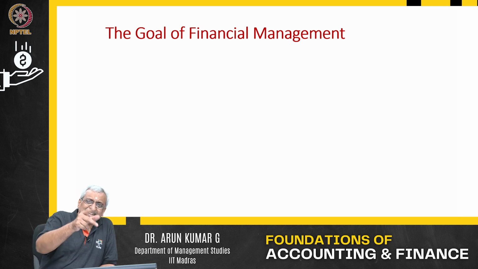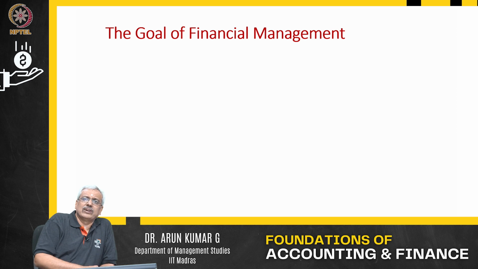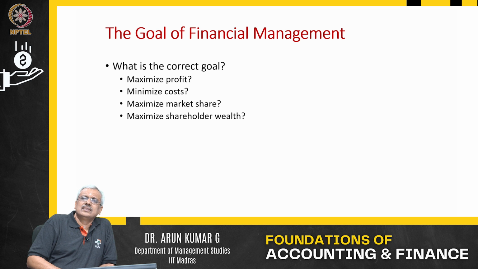Now, having said this, the entire interaction part of it, what is the goal of financial management? What is the correct, appropriate goal? Number one, maximize profit. Minimize cost. Obviously, if you have to maximize profit, you also have to minimize cost. Third aspect, maximize market share. Have a large market share. Fourth, most important, maximize shareholders' wealth.